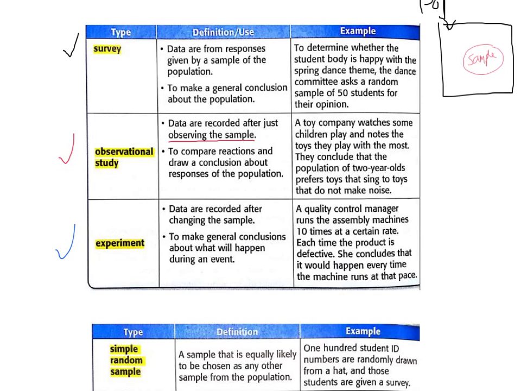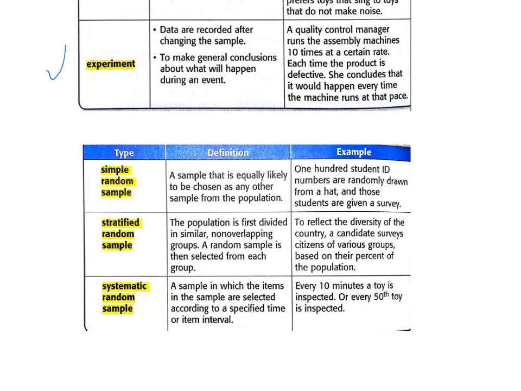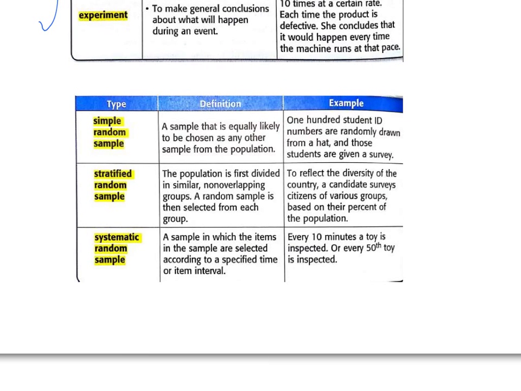Now, in these questions, you're also going to be asked to say the method in which you got information, the survey, for example, and who you asked. It's going to come down to labels like a simple random sample, stratified random sample, or a systematic random sample. And there are slight differences in the three. The most common is a simple random sample, where everyone has a chance of being picked so that they can be asked a question or be a part of a study.